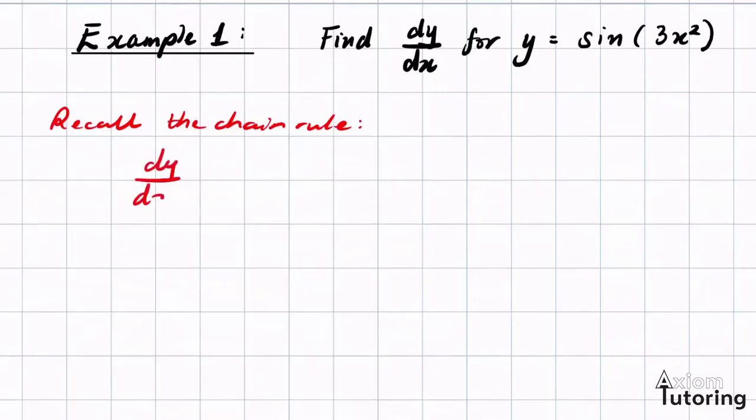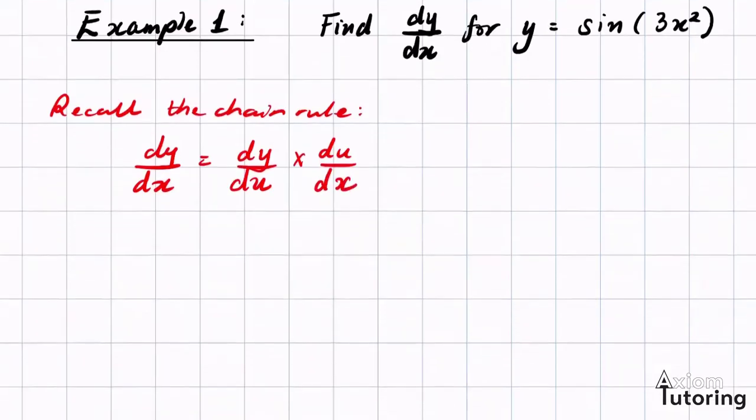So dy over dx is equal to dy over du times du over dx. So in this example, let's let u equal 3x squared. So u is our function within our sine function. And we can see it's 3x squared, so it's in terms of x, which is what we want. So if we have u as equal to 3x squared, we can rewrite y as being equal to sine of u. Okay, so that comes from our original function there, and substituting in u equals 3x squared.